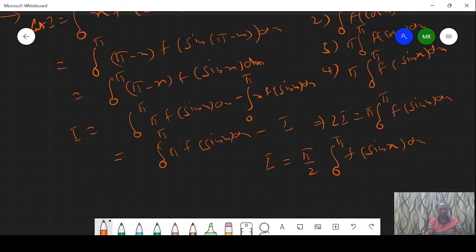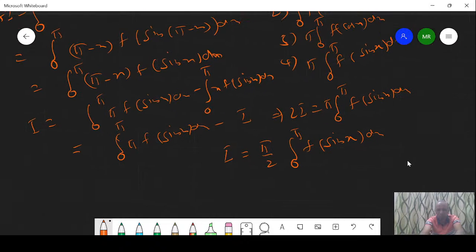It will come like this, but that answer is not there. You can see that. I got this one: I equal to pi by 2, 0 to pi f of sin x dx. We have only pi here. That option I can't, the fourth option is not correct. Second or third option, 0 to pi f of cos x dx, that is not correct. So that is not correct.